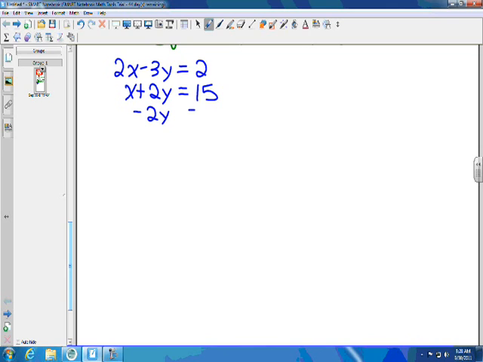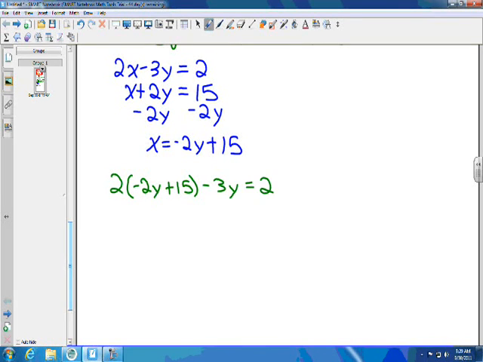So subtract the 2y. So we have x equals negative 2y plus 15. That's step one. We solve for a variable. So then we plug this expression in for the x in the other equation. Okay, and we distribute again.